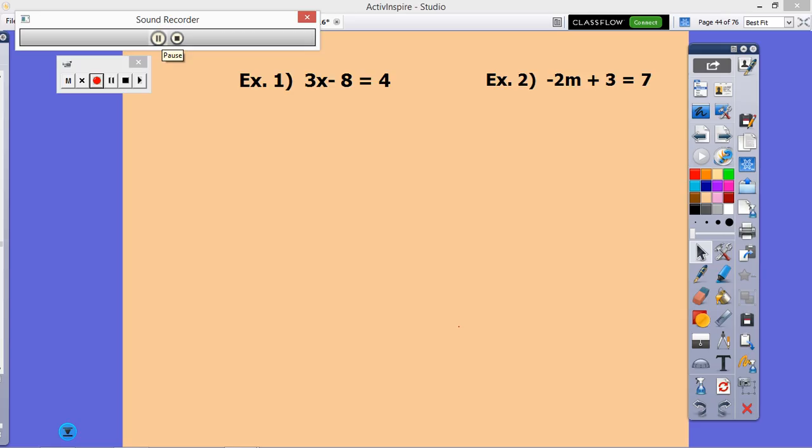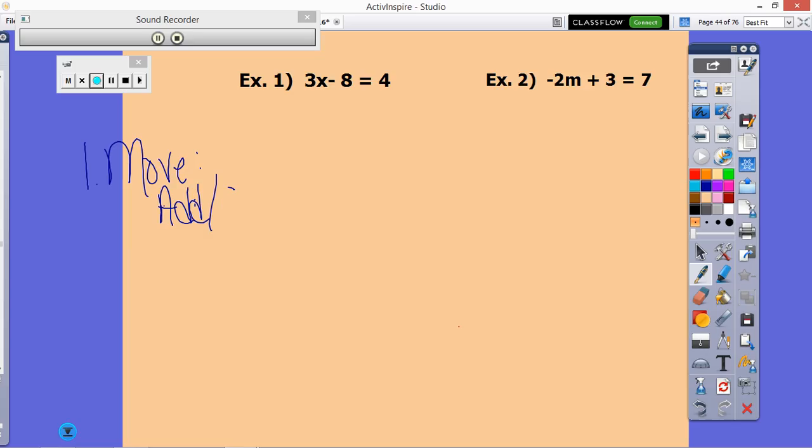Review solving equations, and the first thing that we see here is a two-step equation, which requires us to first of all move any addition and subtraction. We're going to move the addition and the subtraction, and then the second step will require us to multiply or divide.